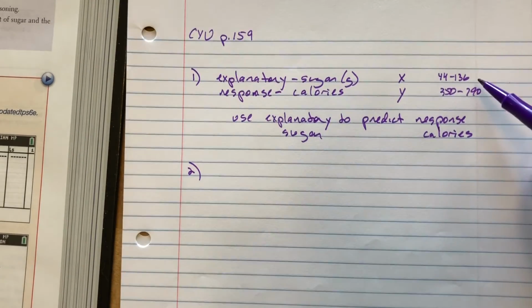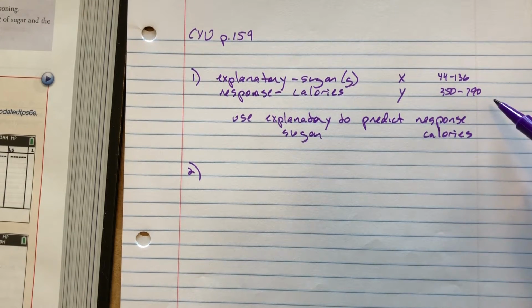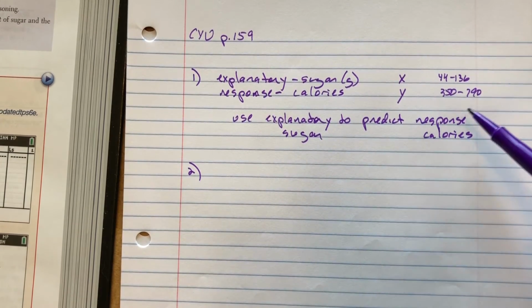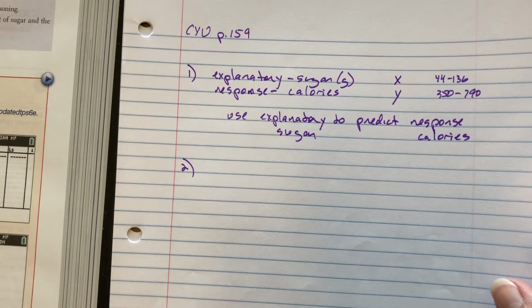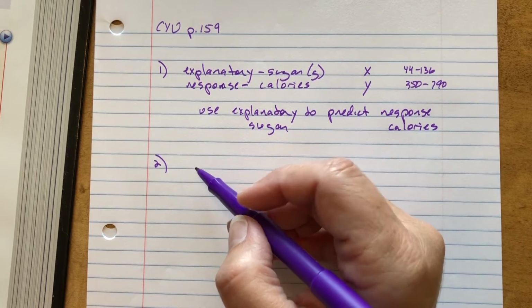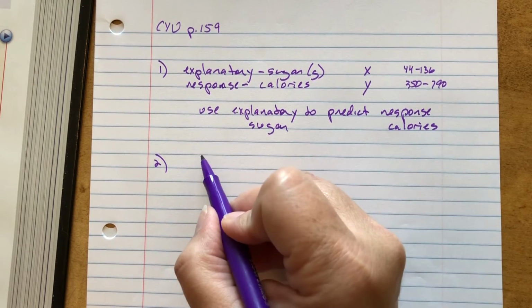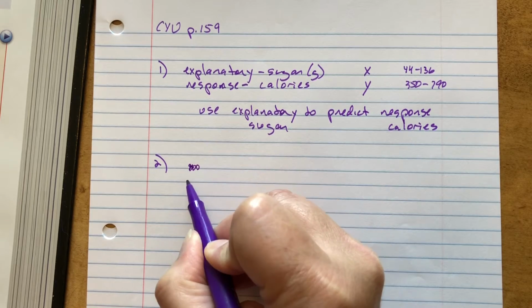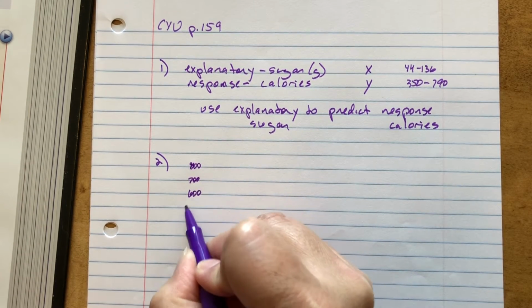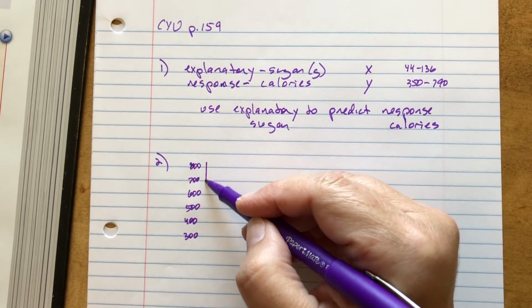So on my x-axis, I need to go from roughly 40 to 140, and my y-axis has to go from about 350 to 800. You don't have to start your scatter plots at zero, because that'll just leave a lot of empty space on the graph. You can start your X and Y axis for a scatter plot at the lowest possible value. For the Y, I'm going to go by hundreds from 300 to 800. So 800, 700, 600, 500, 400, and 300. So this is going to be my y-axis.